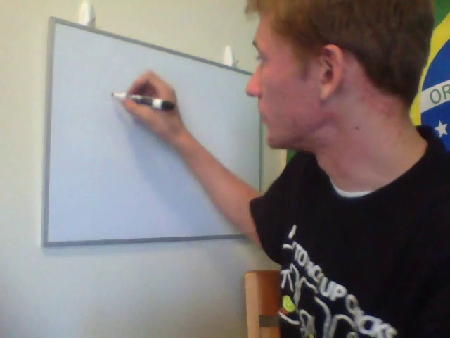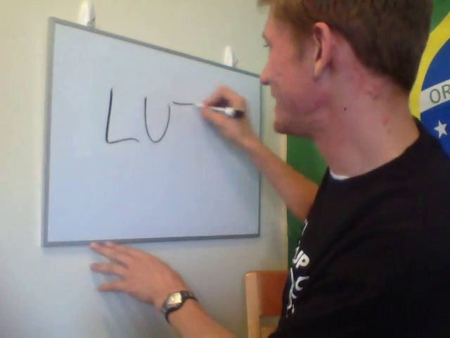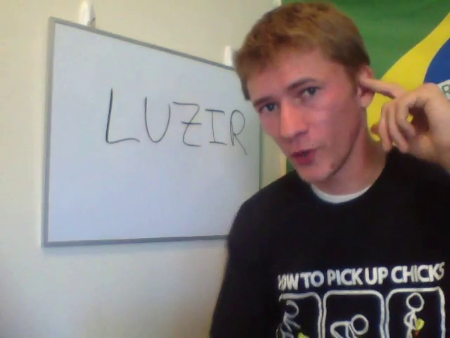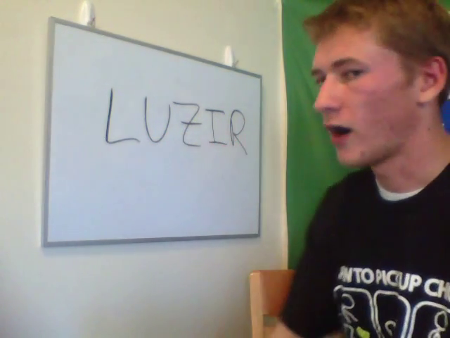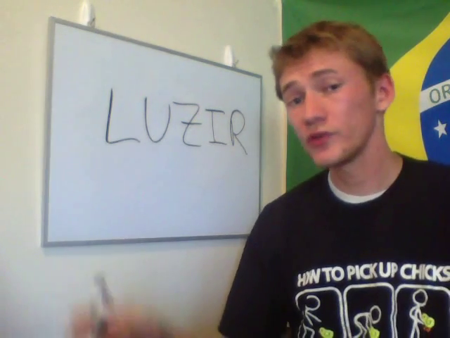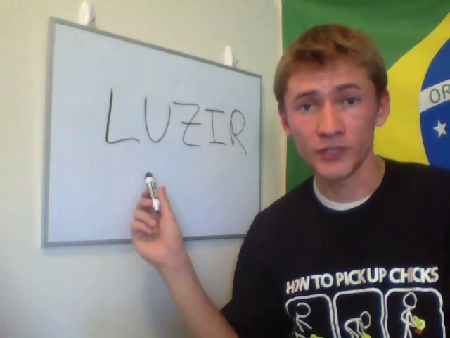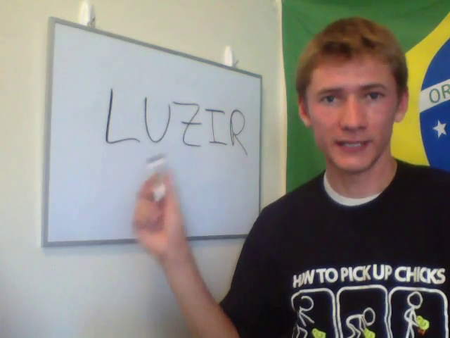There is actually an abbreviation that they use in Portuguese called LUZIR. Now, what's the deal with this LUZIR? Well, these five letters right here, L-U-Z-I-R, are very stubborn letters. If ever you see these letters at the end of a word in Portuguese, the last syllable gets the stress.